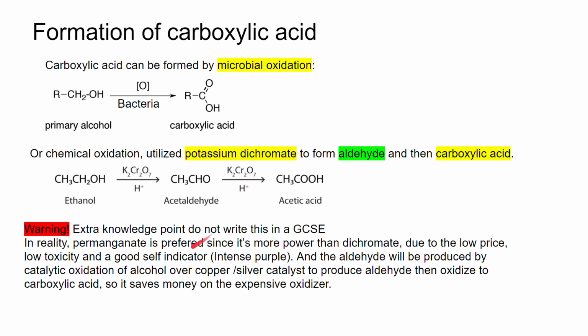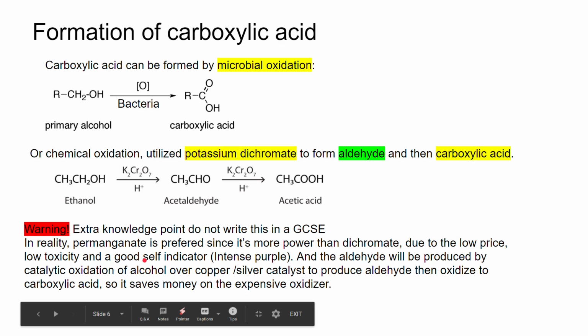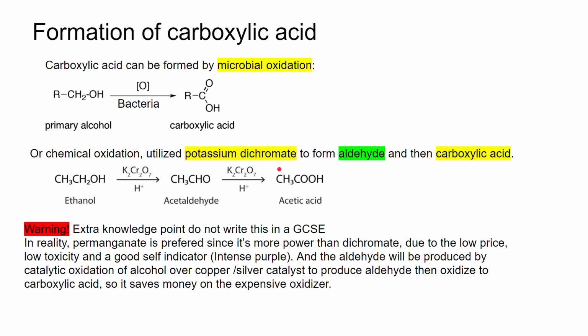One of the reasons for the low price of permanganate is that there is less restriction, since we can see low toxicity compared to dichromate, which is a carcinogenic compound.